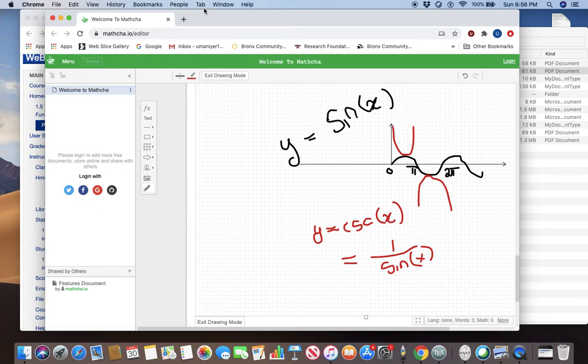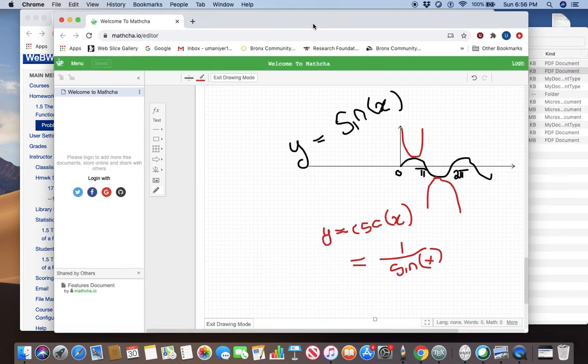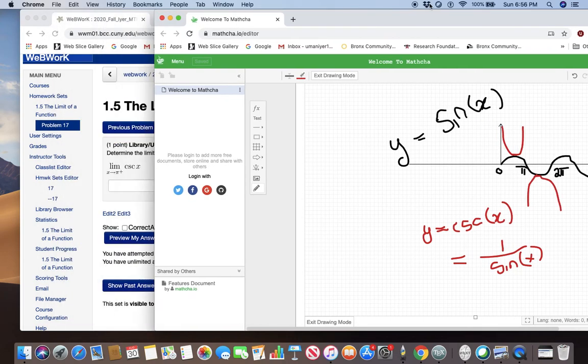So what's the question? Let's go back to the question. Pi going from the right-hand side. So pi is over here. The cosecant branch to the right of pi goes to negative infinity.